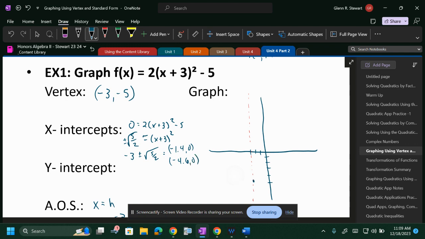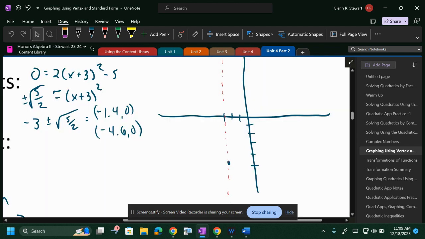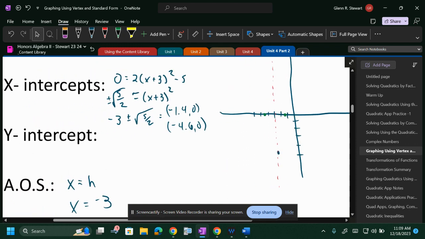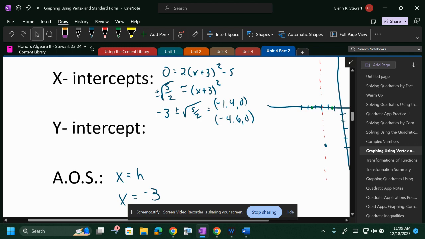Which, if you look at things with this axis of symmetry, those are going to be about equidistant from it. It should be. Granted, there's a decimal and everything, but -1.4, and then -4.6. And then last but not least, so right there's at least 3 points that we have. And then last but not least is our y-intercept.